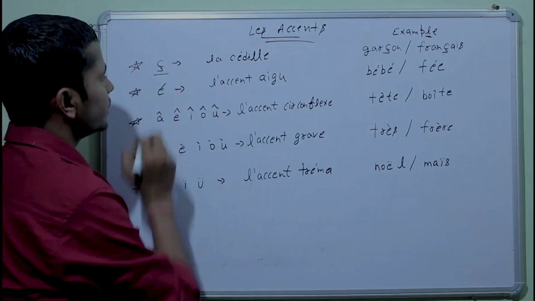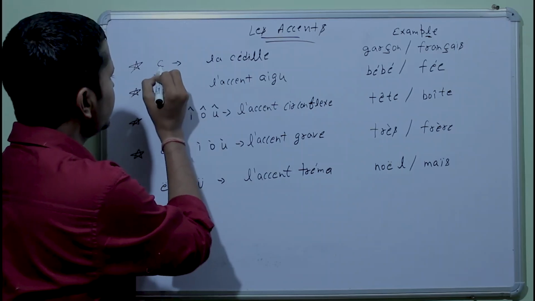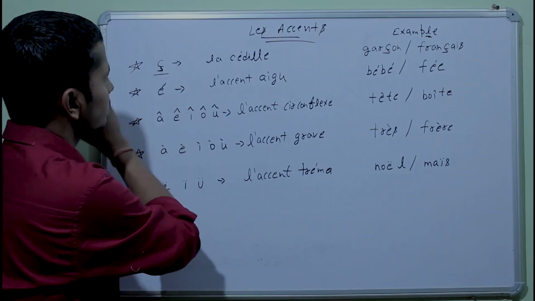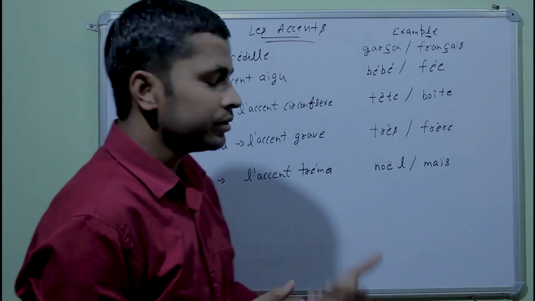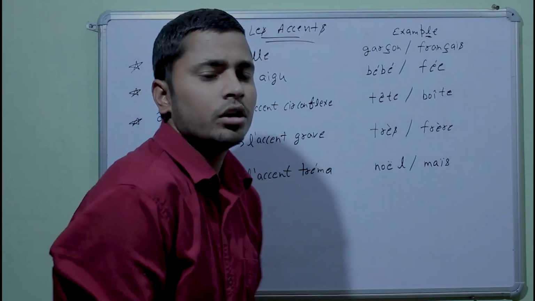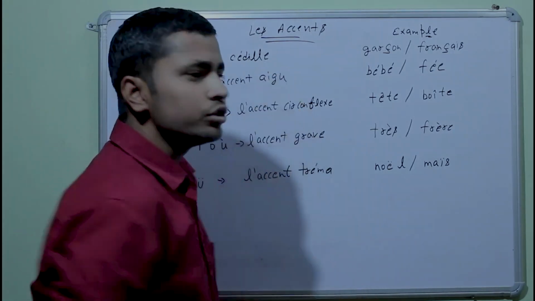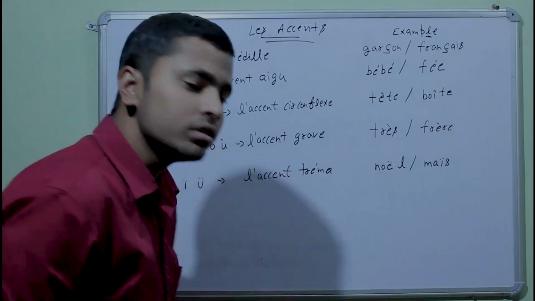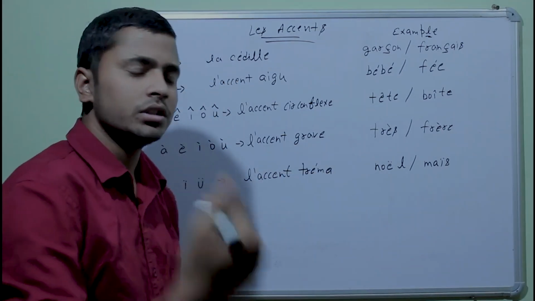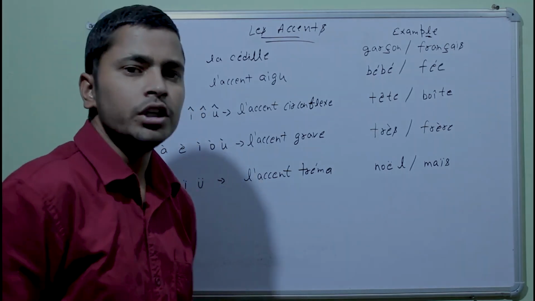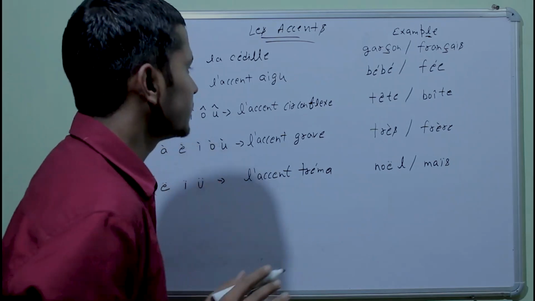When there is a C, then we use the cédille. Then the way we speak it always changes. It is always used under the C. This accent is always used under C. It will not be used under any vowel except C.